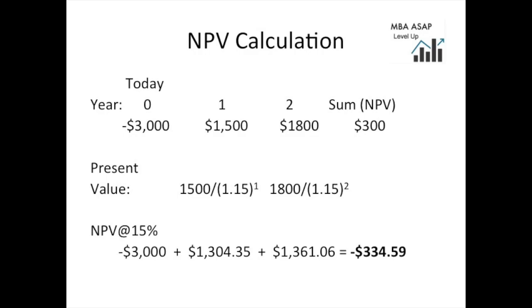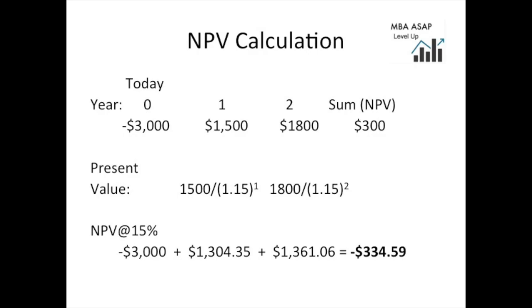So suddenly it doesn't look like such a good project, right? We need to adjust the cash flows for the time value of money by discounting them back to the present value. We take that $1,500 and discount it one period at 15%, and we get $1,304.35 to be exact. Then we take that $1,800 and discount it 2 periods at 15%, and we get $1,361.06. Now when we sum those present values together with all those cash flows, we get a minus $334.59, which tells us that the project destroys value. It's not worth doing. It's a profitable project, but we don't want to do it.